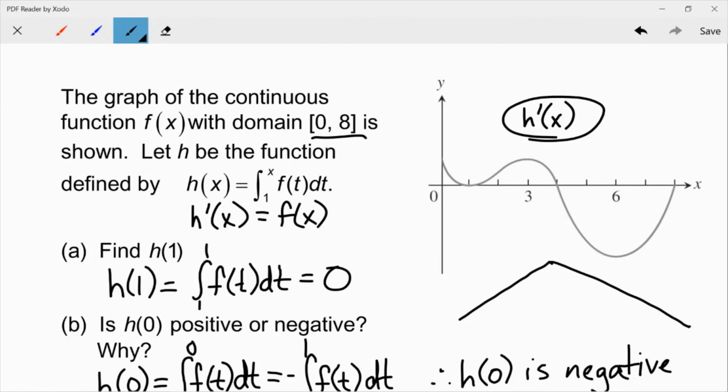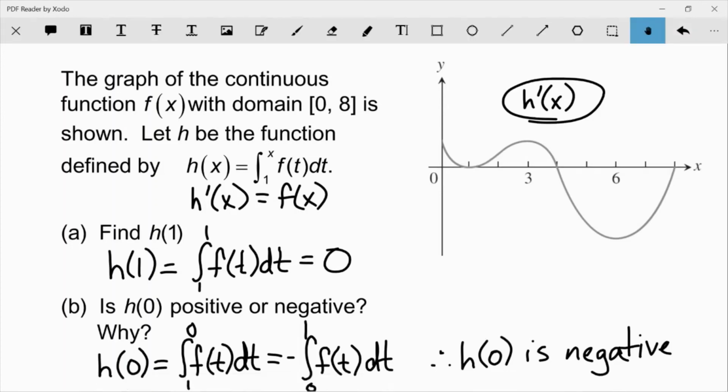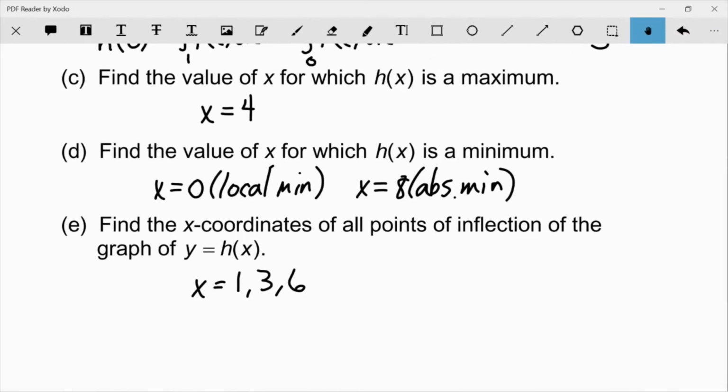Now we have to think about understanding a definite integral and what it represents in terms of area. Have we increased more or have we decreased more as a net result? So think of these two areas versus this big area. Which one seems larger? It seems like we've decreased more than we've increased as a net result. So that's what I'm going to use down here to say at x equals 0, we'd have a local minimum. At x equals 8, we'd have an absolute minimum because we decreased all the way until we got to 8.